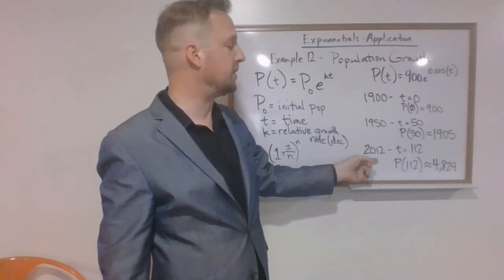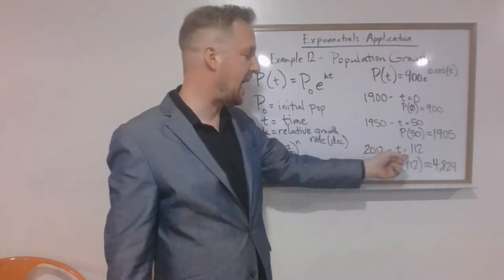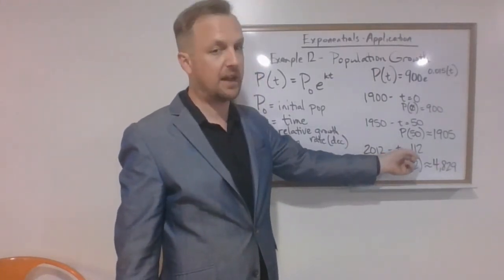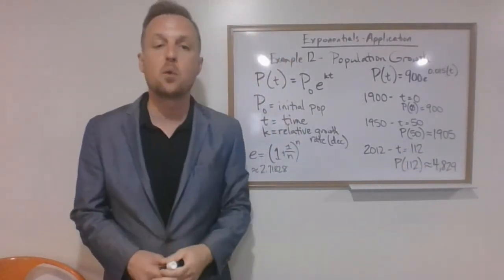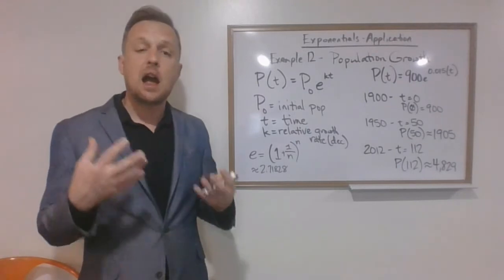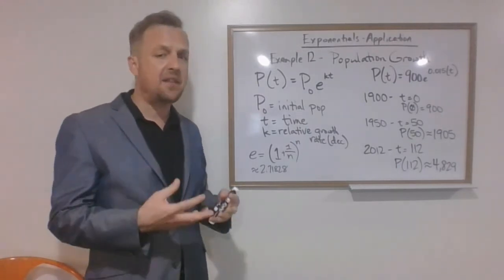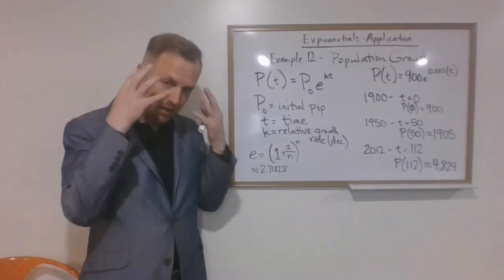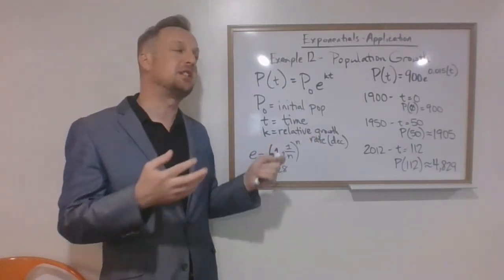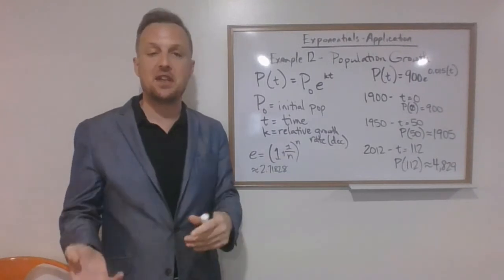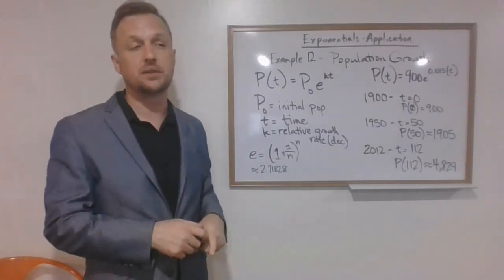And in 2012, aka 112 years after the founding of the town, we could predict that the population would be approximately 4,829. I hope everybody can get that the math here is not very intense, in terms of concept. It's really just knowing how to work your calculator. So we're going to split this into 2 parts today and then on Monday, we're hopefully ready for a quiz on Tuesday.